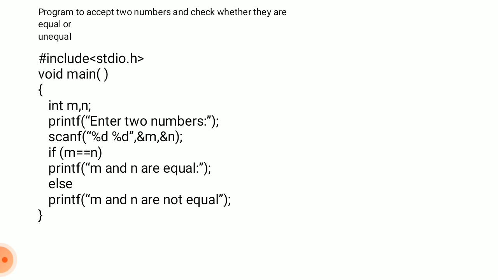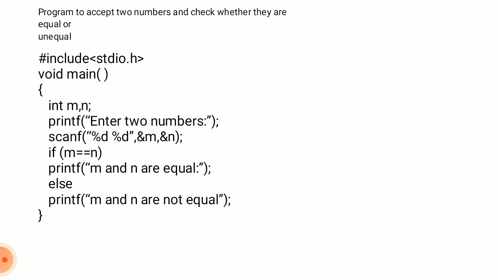displayed. Suppose I read the m value as 3 and the n value as 5. After reading the values, we come back to the if condition: if m is equal to n, is 3 equal to 5? No. 3 is not equal to 5, so the first statement will not display. It will come to the else part, meaning the control transfers to the else part. In the else part we have written "m and n are not equal".